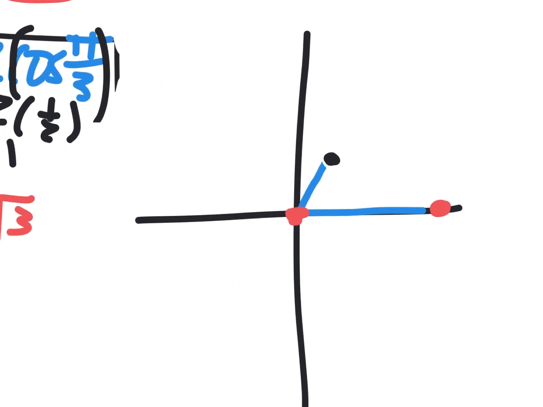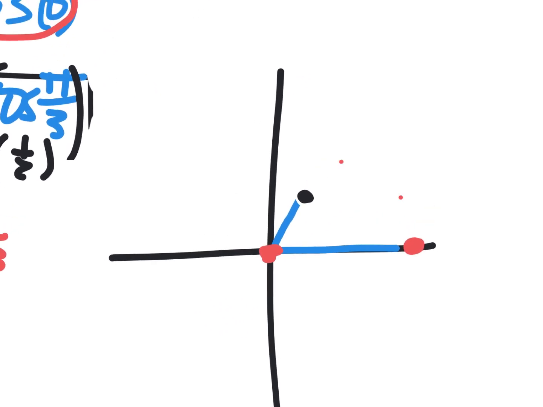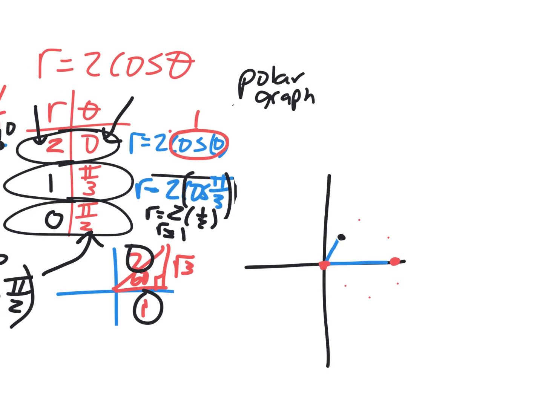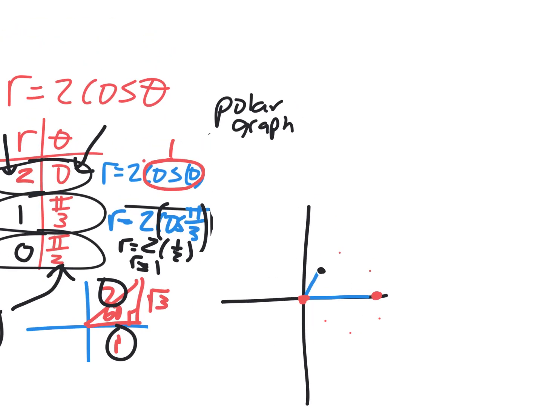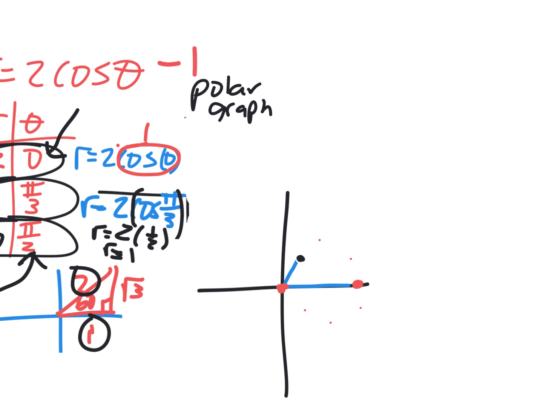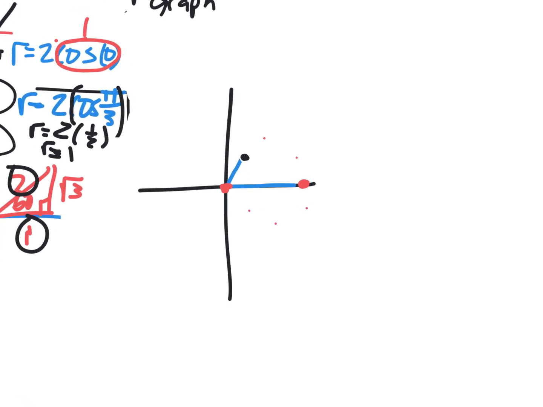Now if I could fill in the rest of the dots for you, it looks something like that. Why? Because it's cosine. And cosine tends to make a circle just to the right of the origin. That make sense? What if I did minus 1 after it? Take your function and move it where? Down 1. All of the points would move down 1. So now your circle would probably look something like that. Just move down 1.